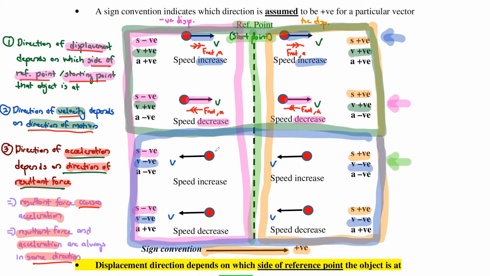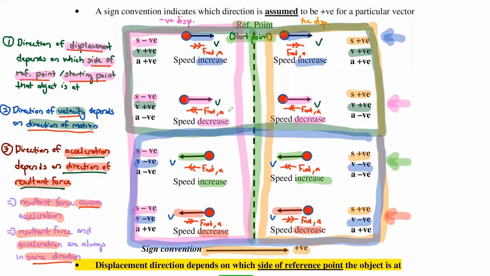Moving on to the third row, we have both objects moving towards the left while the speed increases. The resultant force must therefore act in the same direction of motion. Therefore, the resultant force and hence acceleration is again towards the left. For the last row, both objects move towards the left while the speed decreases. The resultant force must be opposing the motion. Therefore, the resultant force and hence acceleration must be acting towards the right.